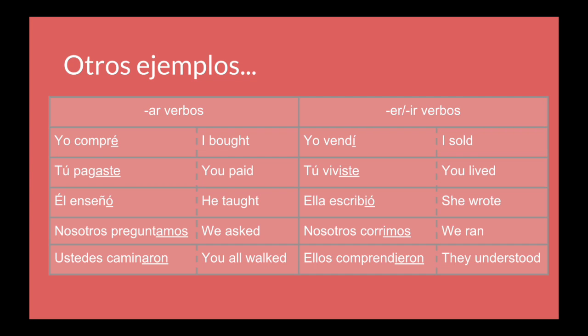I again want to focus your attention on the accent marks because those are still important for ER verbs and also the nosotros form, except for a different reason. Notice, correr is an ER verb. However, it ends in imos. That is because the endings are exactly the same for ER and IR verbs in the preterite.